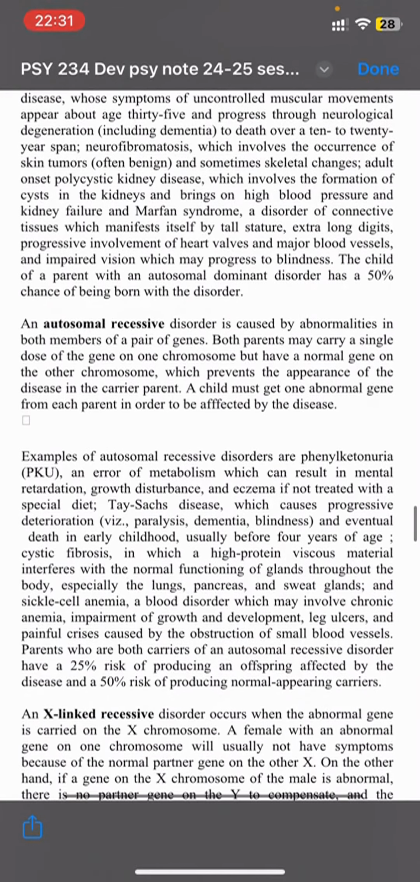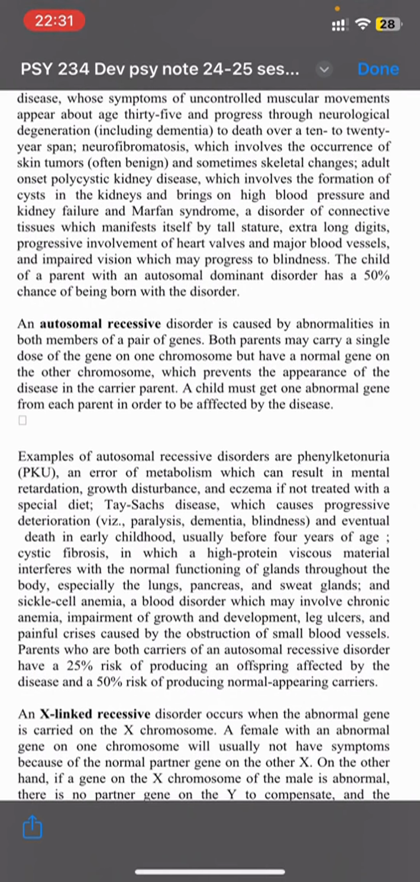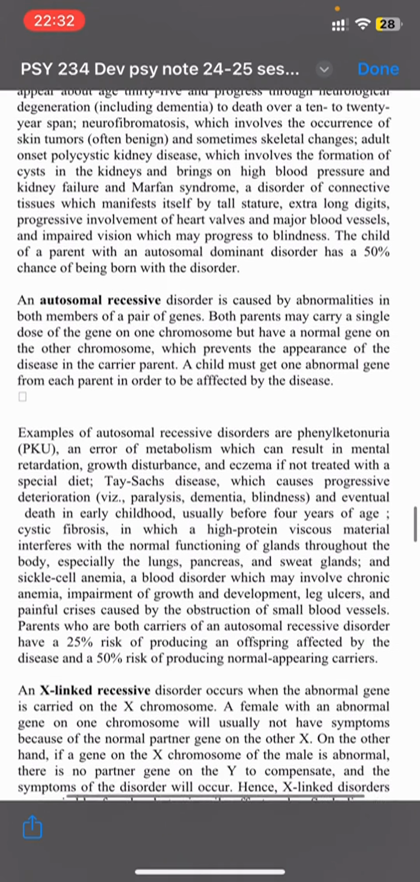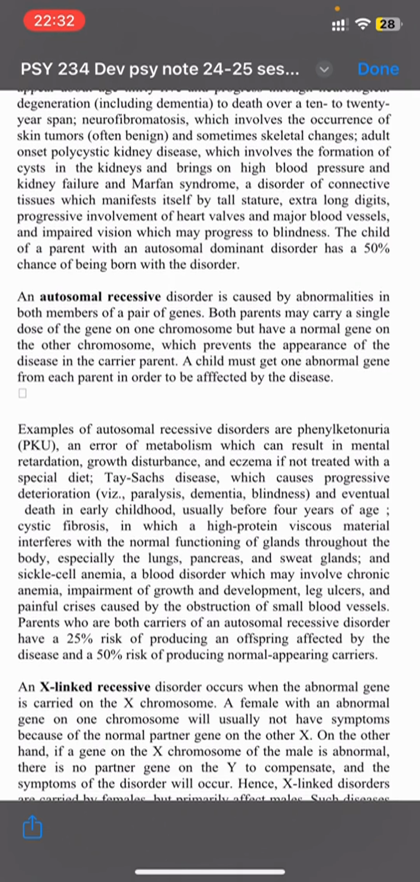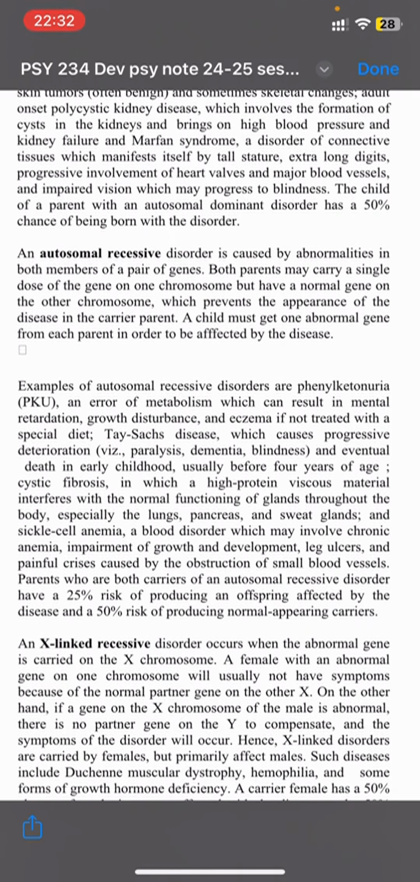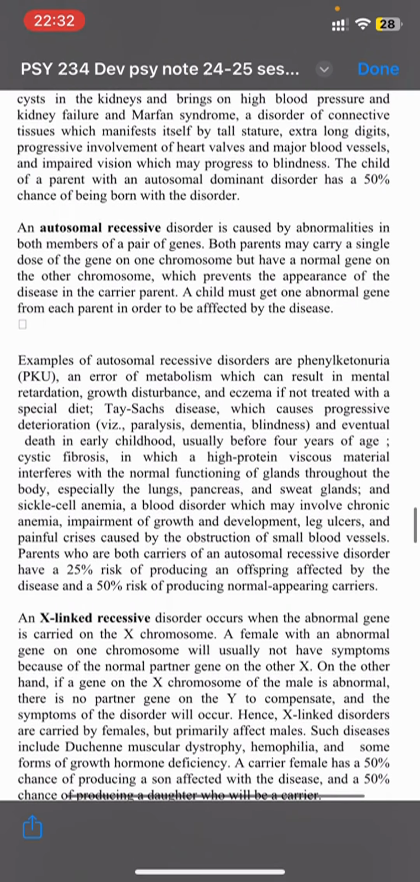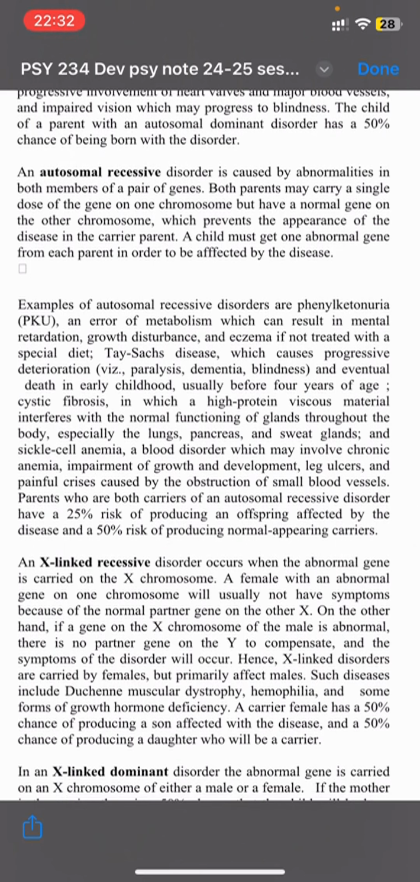I hope that makes sense. I feel like I've taken too much time. Examples of autosomal recessive disorders are PKU, an error of metabolism which can result in mental retardation, growth disturbance, and eczema if not treated with a special diet. All these things, again, you can write them down because you can just ask, is PKU an autosomal or recessive? Or is it a recessive or a dominant? Then we have Tay-Sachs disease, which causes progressive deterioration and death in early childhood. Then we have cystic fibrosis.